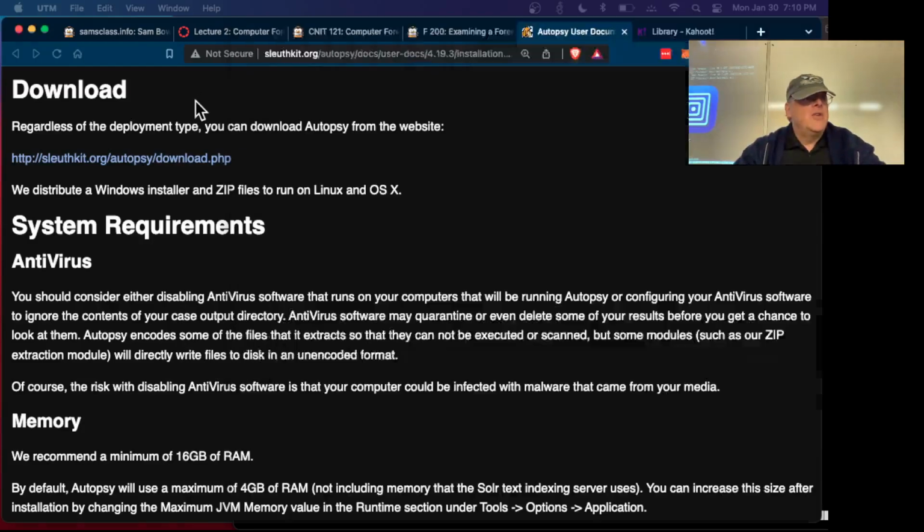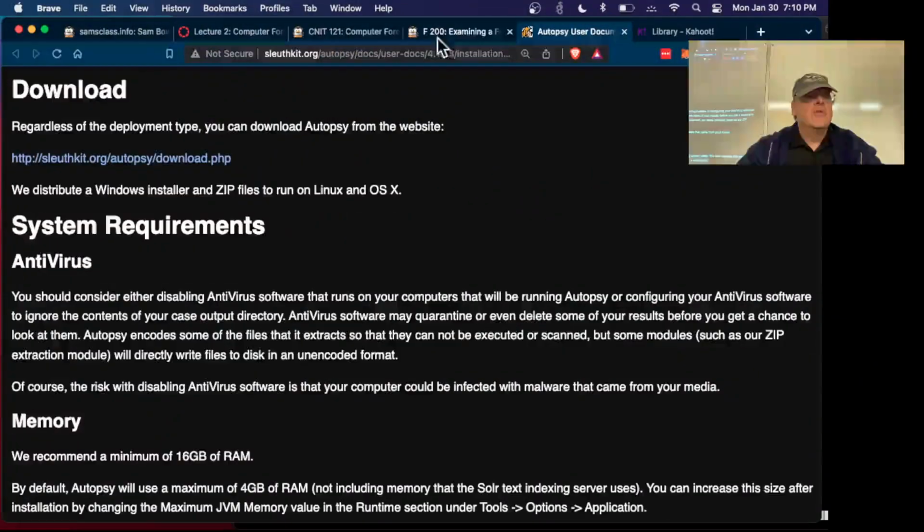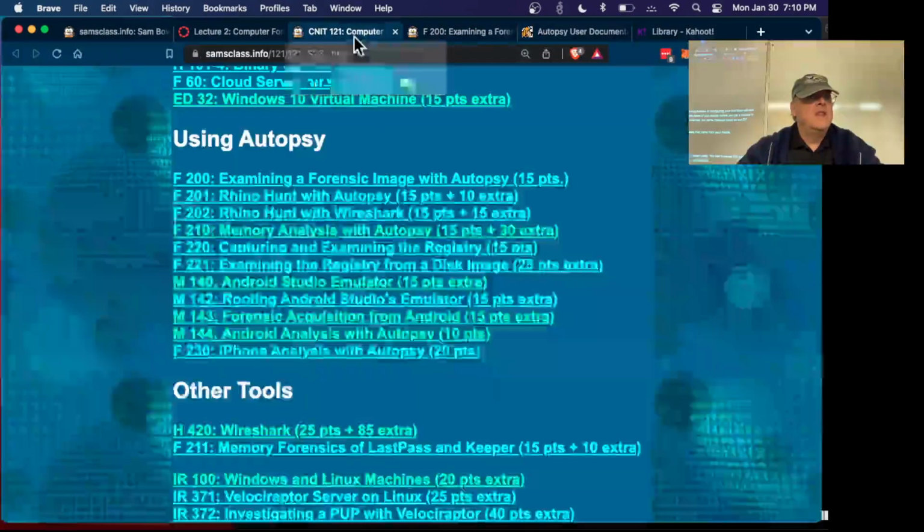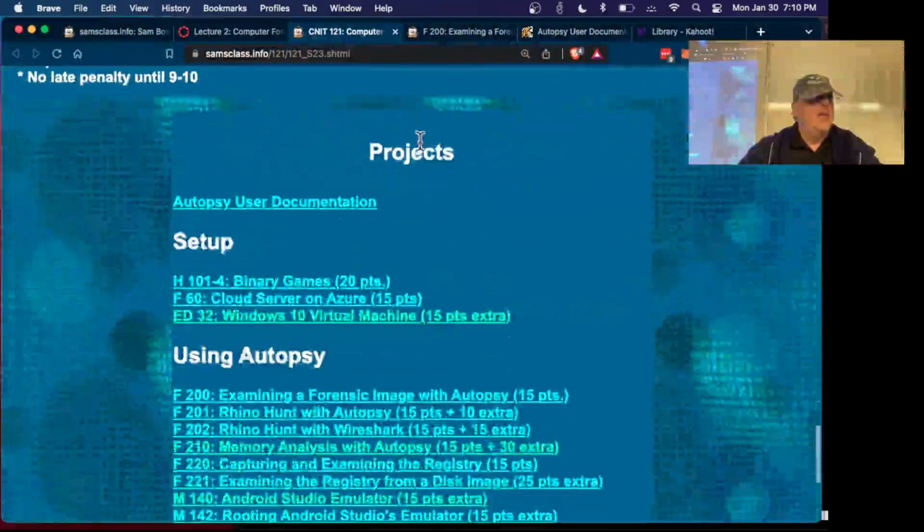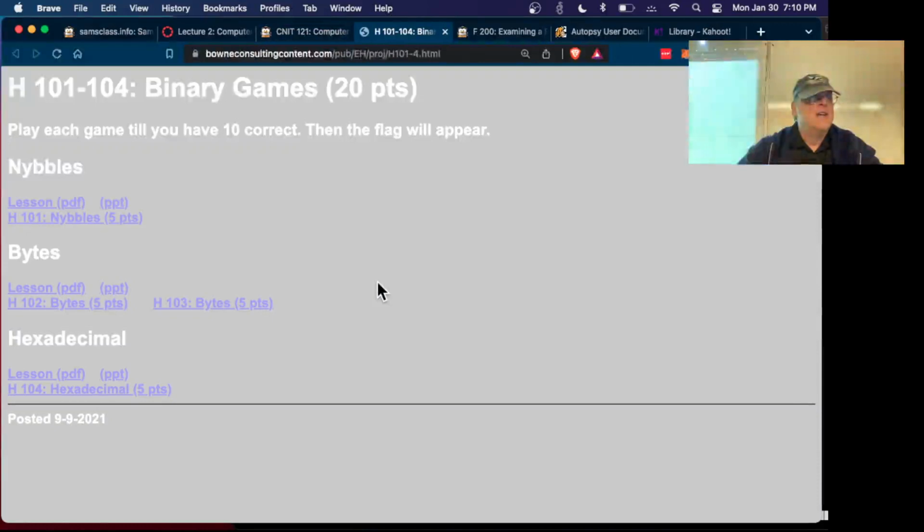All right. Well, the first thing I want to do is continue the binary games, which we talked about before. I said I wanted to do one of these every week, and there's only 4 of them in this class, so that's doable as long as I don't forget.